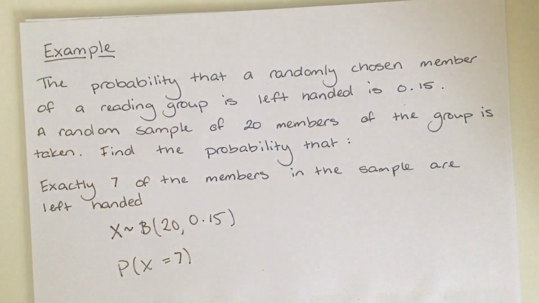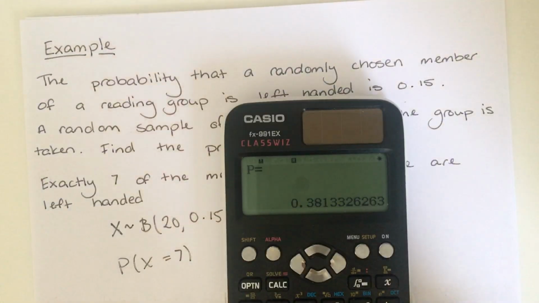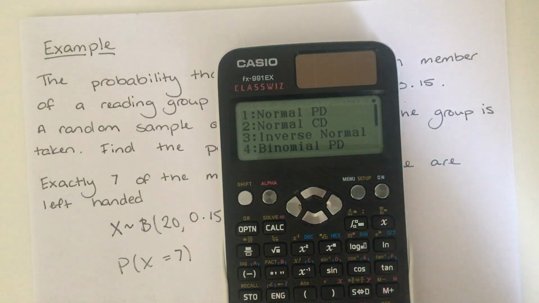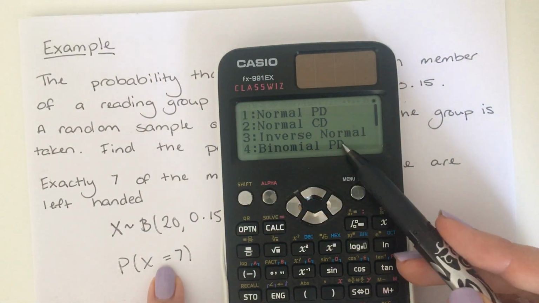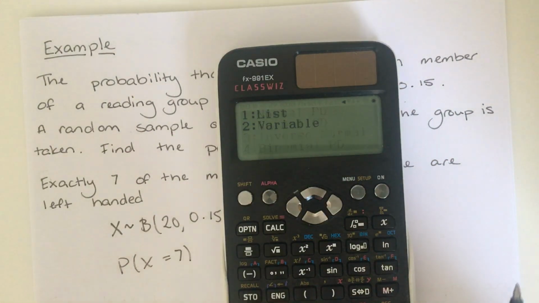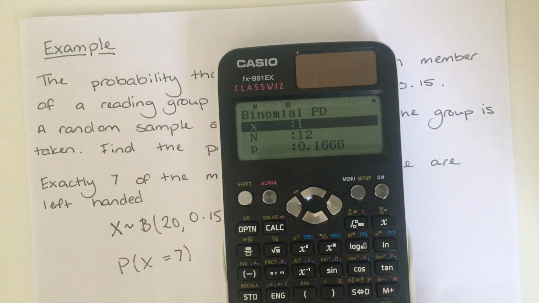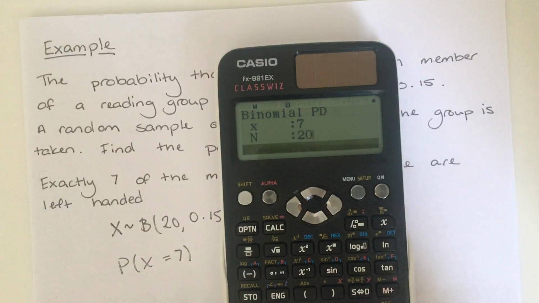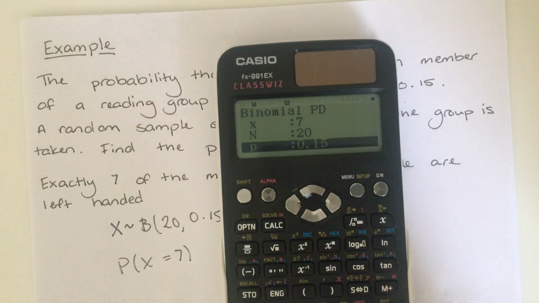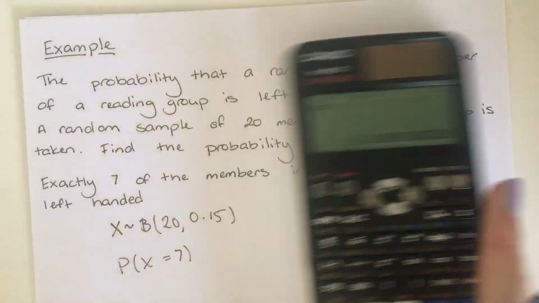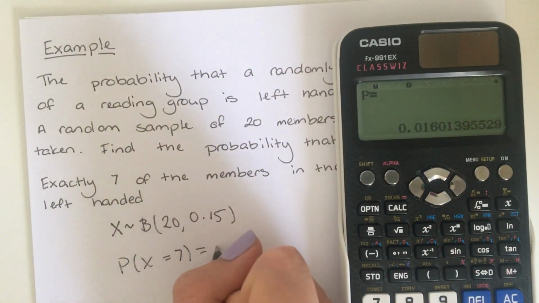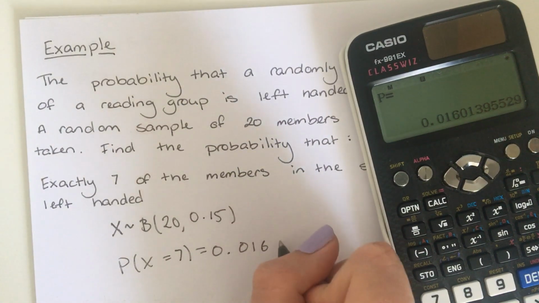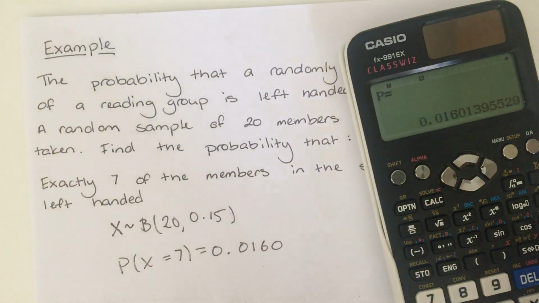And then you can come along again with your calculator and either do it the long method or the short method. I'll do the quick way. This is x is equal to 7, so therefore I'm going to use the PD rather than the CD. So 4, 2 variable, and then I want x is 7, number of trials is 20, and the probability is 0.15. And my calculator's worked it out for me: 0.0160. Done.